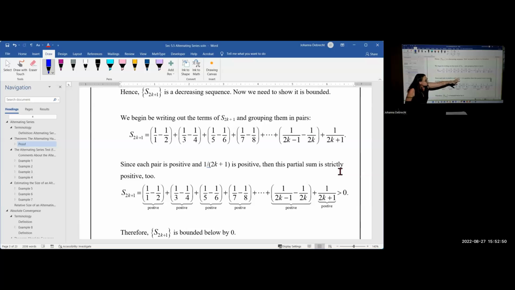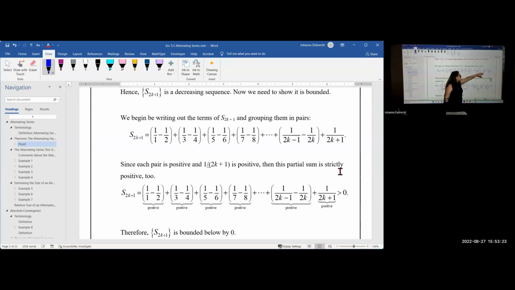Notice the last term over there doesn't get paired up with anything, but all of these do. Now, if you're paying attention, you know that 1 is bigger than 1/2. So 1 minus 1/2 must be a positive number. And you know that 1/3 is bigger than 1/4. So 1/3 minus 1/4 must also be positive. Likewise, 1/5 is bigger than 1/6, so that must be a positive difference. And 1/7 is bigger than 1/8, so that must be a positive difference.